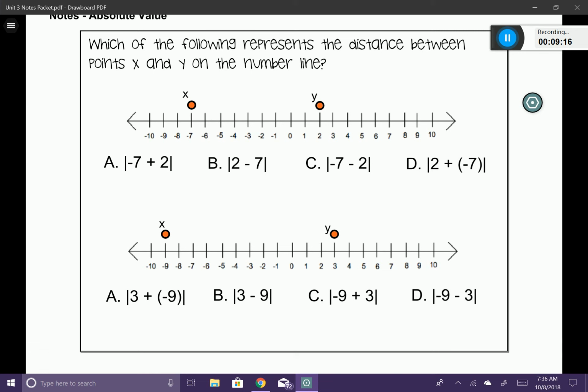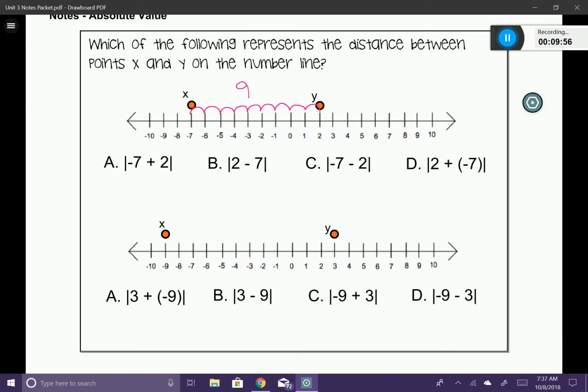Which of the following represents the distance between points X and Y on a number line? And this is a multiple choice question. Now, here's the way that I like to attack this type of problem. The first thing I want to do is figure out the distance between X and Y. So I'm truly just going to count the spaces. So I have 1, 2, 3, 4, 5, 6, 7, 8, 9. So I have 9 spaces. So I know that the absolute value of the answer that I'm looking for has to be 9 spaces. And it has to be a positive 9 because distances are always positive.